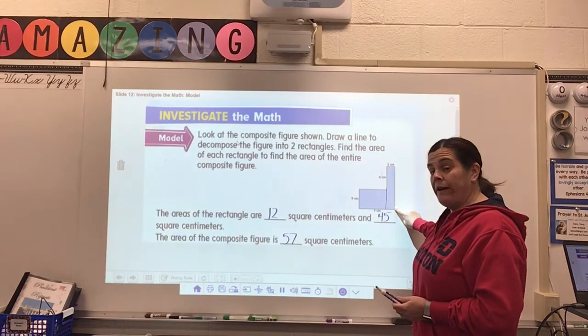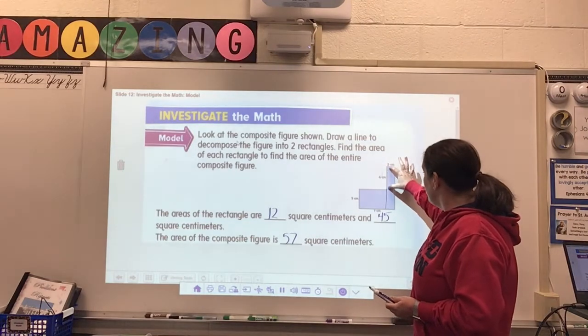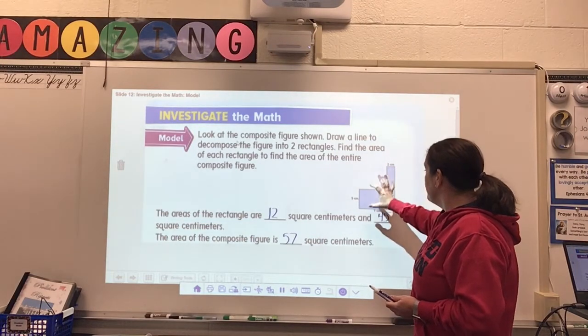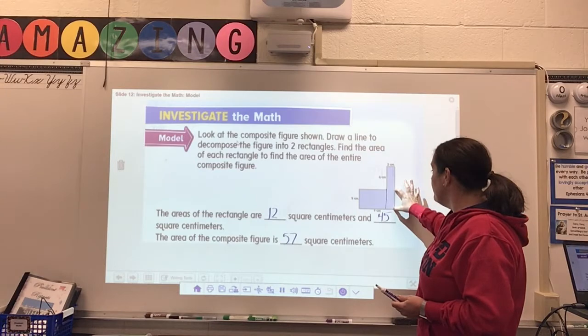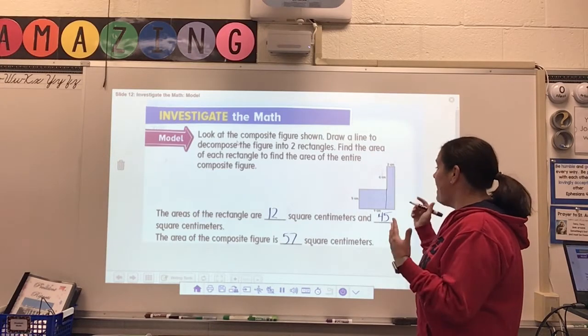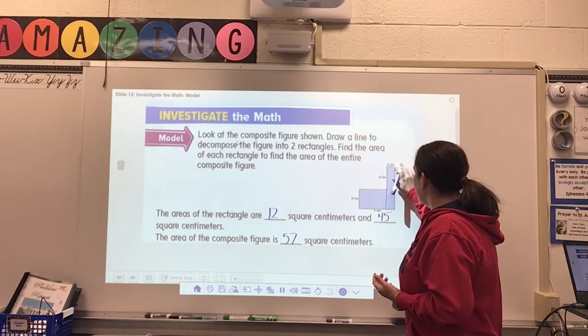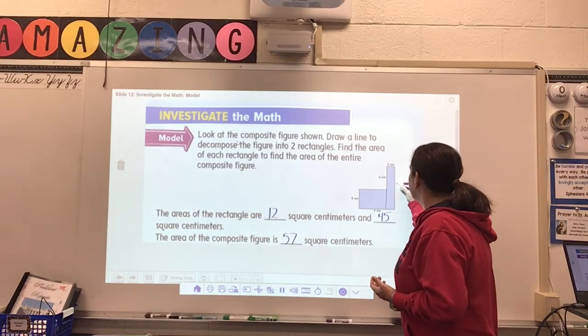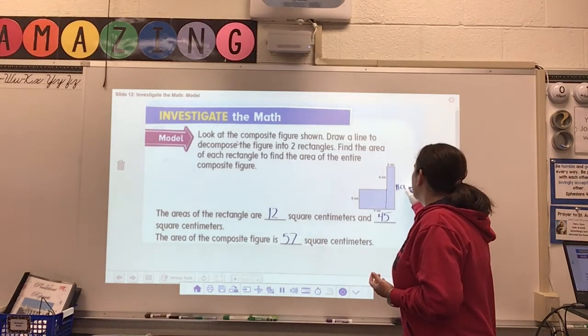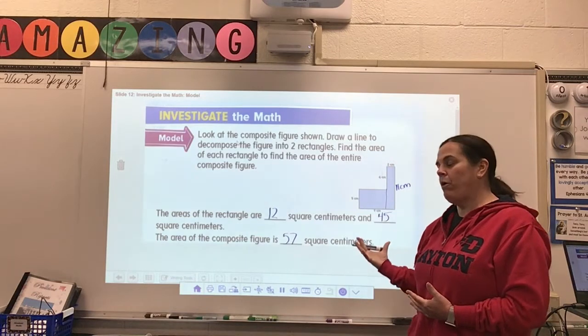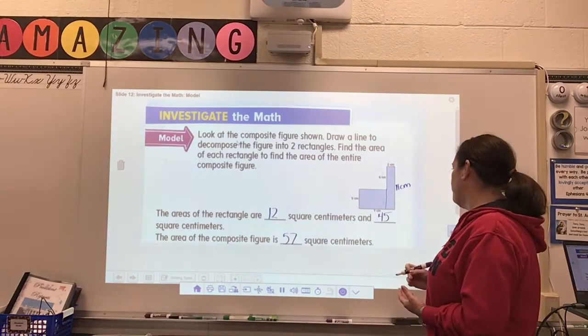Now we can figure it out because I know that from here to here is 6 centimeters and from here to here is 5 centimeters. So I can do a little math to figure out that the length of this really long side is 11 centimeters. The problem just doesn't tell me that. I have to do a little extra math here.